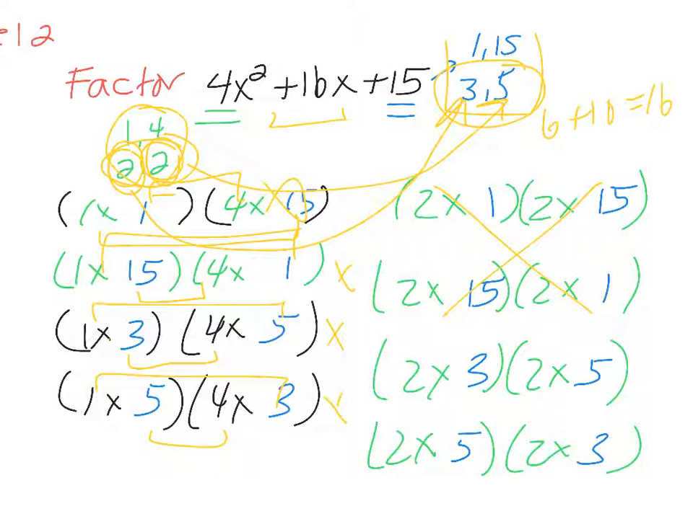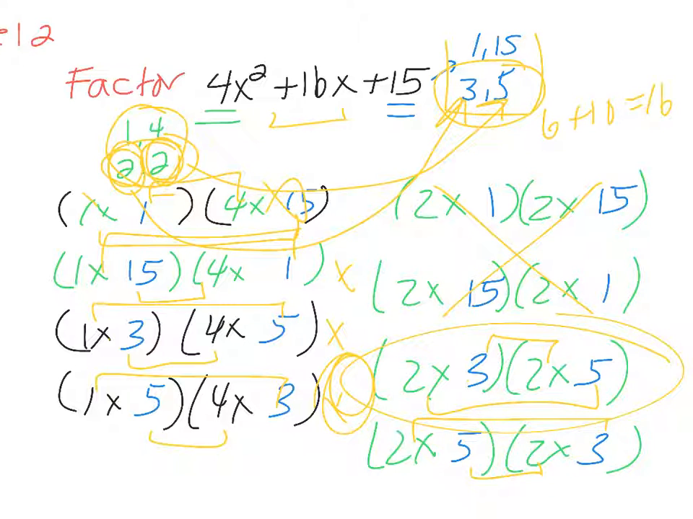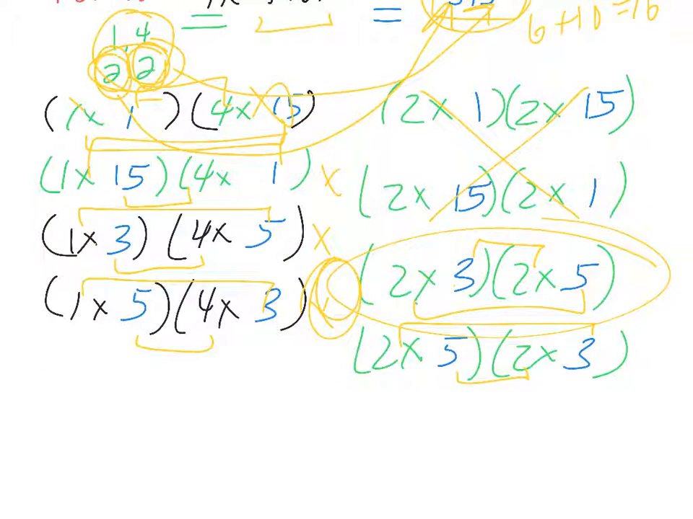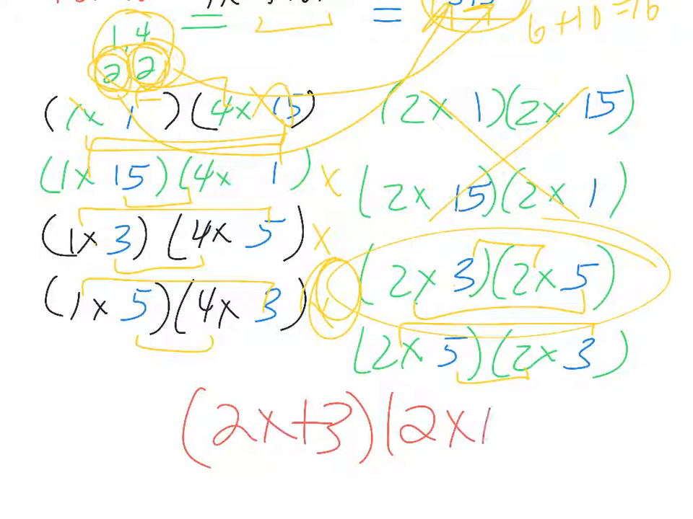So it is going to be one of these, and in this case it doesn't matter because I see that in both cases they're the same. This would give me 6x, that would give me 10x, this would give me 10x, that would give me 6x, because they both have 2x in front. So this is our answer. So our final answer is 2x plus 3 and 2x plus 5.